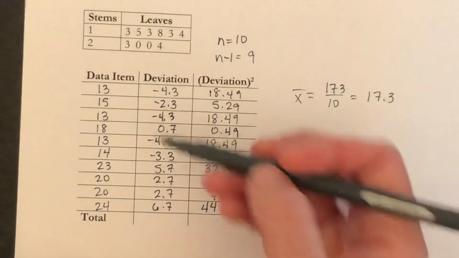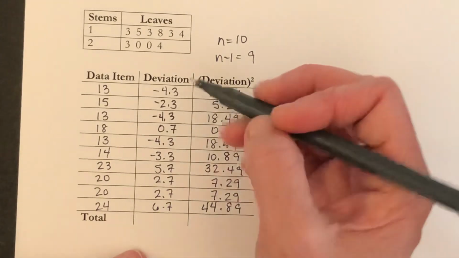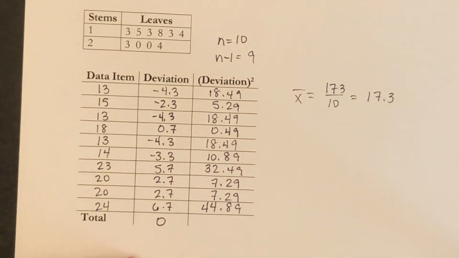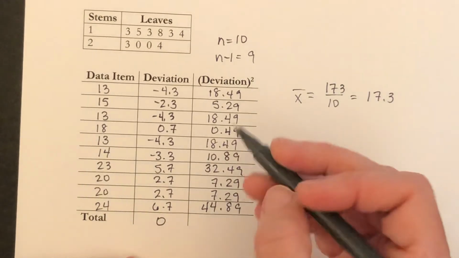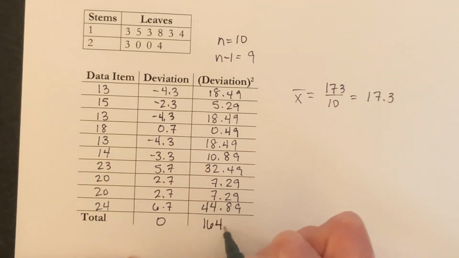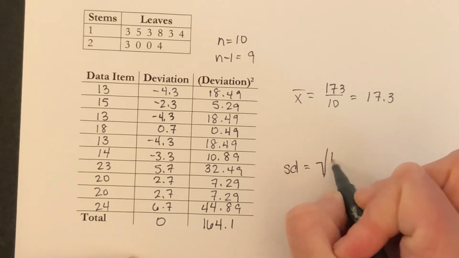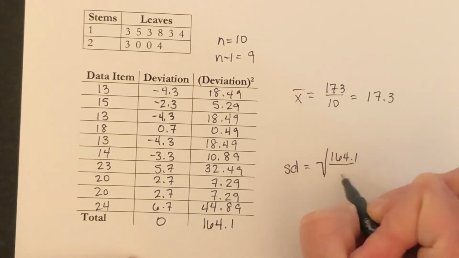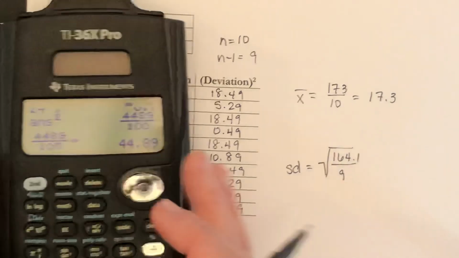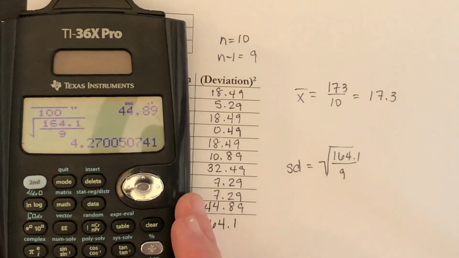Okay, now if you add up all of these, and I've been checking it with another sheet of paper I have with this worked out, these do add up to 0. Okay, and then if you add up all of these, you get 164.1. So your standard deviation is going to be the square root of 164.1 divided by 9, which is approximately 4.27.